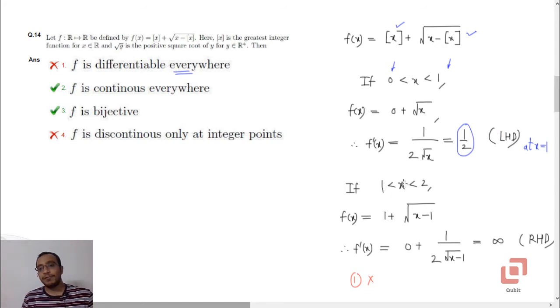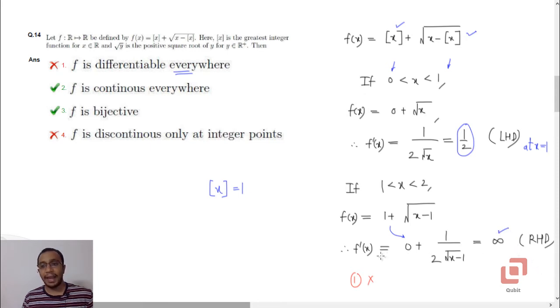Now if x is between 1 and 2, what is f of x? Observe this carefully. If x lies between 1 and 2, then clearly box x will be equal to 1. So this box x and this box x, these two terms will get replaced by 1. So f of x now becomes 1 plus root of x minus 1. If we now try to find its derivative, what will it be? Derivative of 1 is 0, and derivative of root of x minus 1 is 1 upon 2 root of x minus 1, which at x equal to 1 will be infinity.